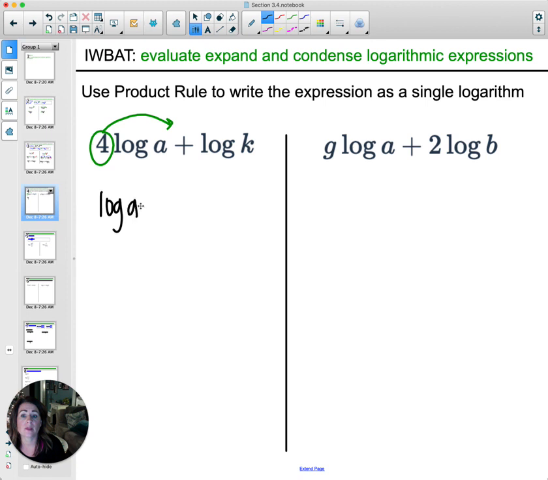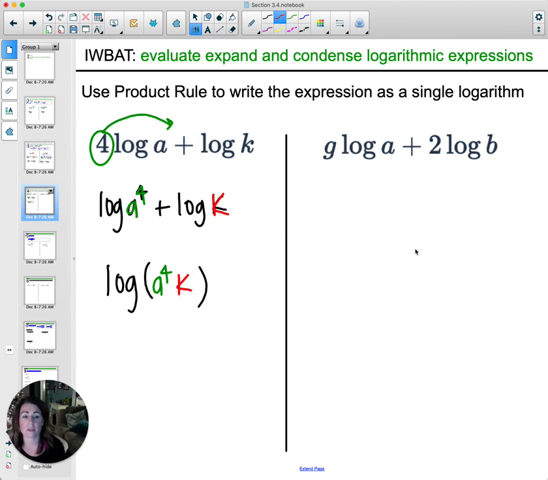So we're going to bring this up into the a. We're going to have log base 10 of a to the fourth plus, and then we just have this log k. Now we're adding these two logarithms together, so we're going to take their insides and multiply them. We're going to put them into one log and multiply by bringing back that product rule. And then that would be our final condensed answer.